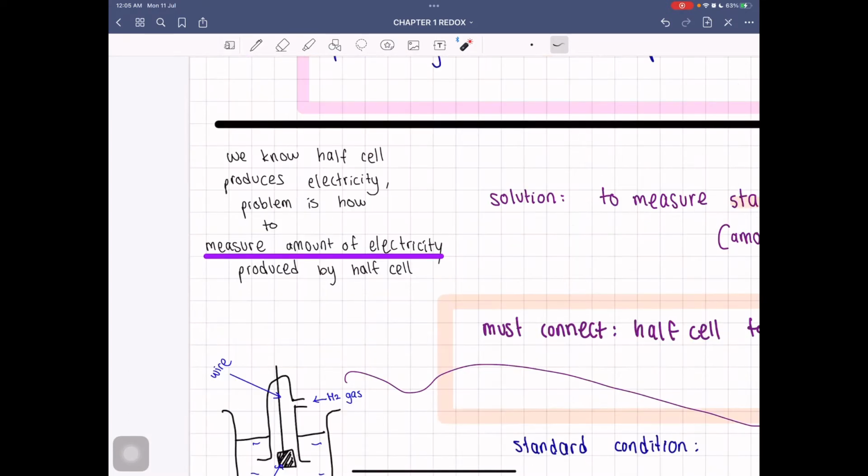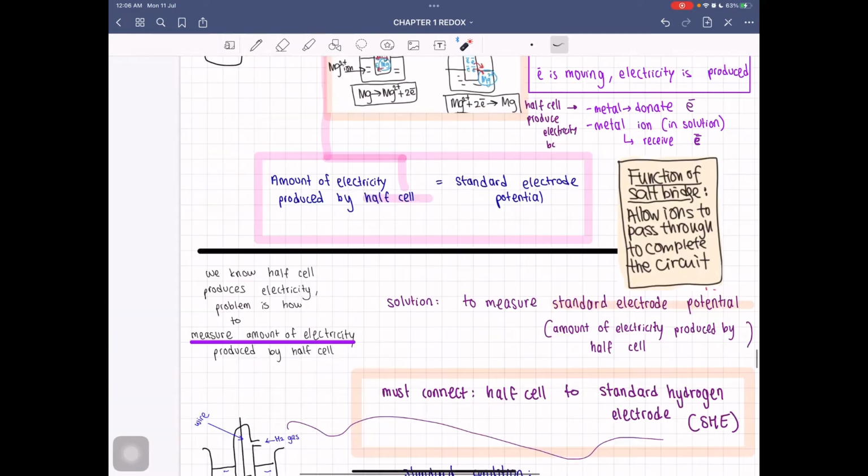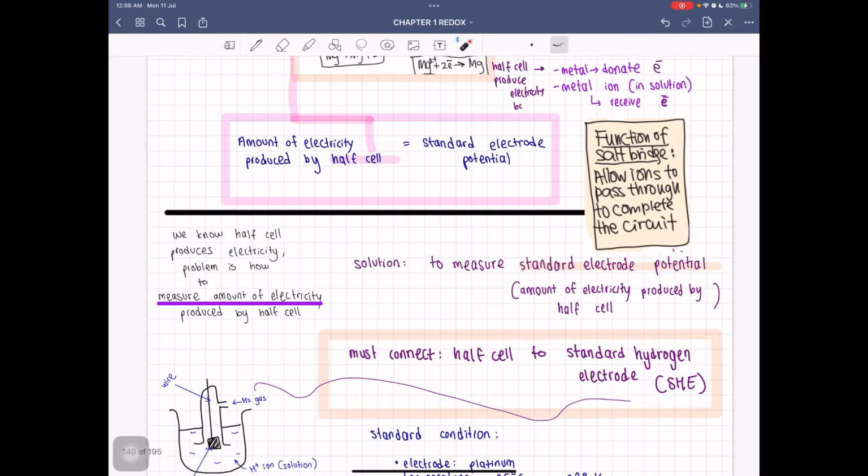We know a half cell produces electricity. The problem is, how do we measure the amount of electricity produced by the half cell? We know the electricity produced by the half cell is also known as the standard electrode potential. The way to measure the standard electrode potential is to connect it to a standard hydrogen electrode. This is the one I said is short for SHE.